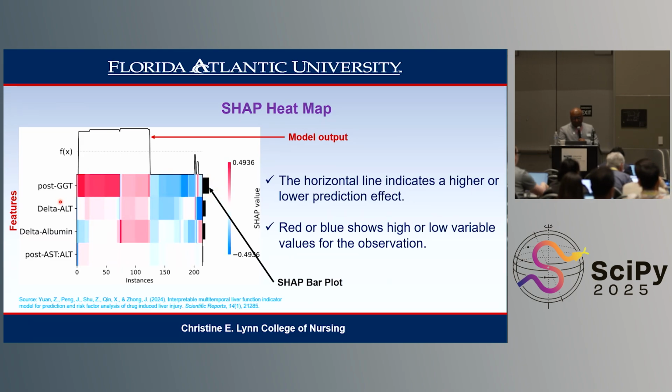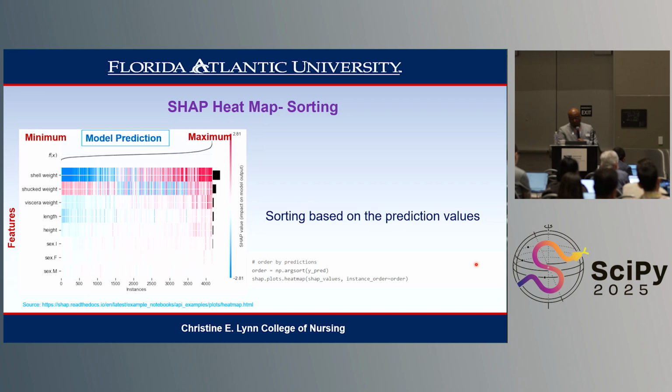That means if the SHAP bar plot is higher, it means more important features. You see the more important features than the lower ones. And the horizontal lines indicate the higher or lower prediction. Red and blue show you that: red shows the high and blue shows the low values.